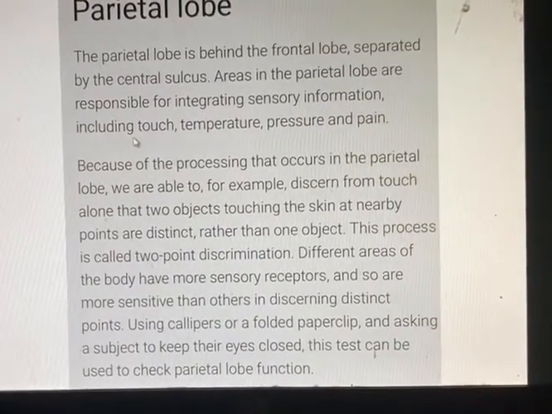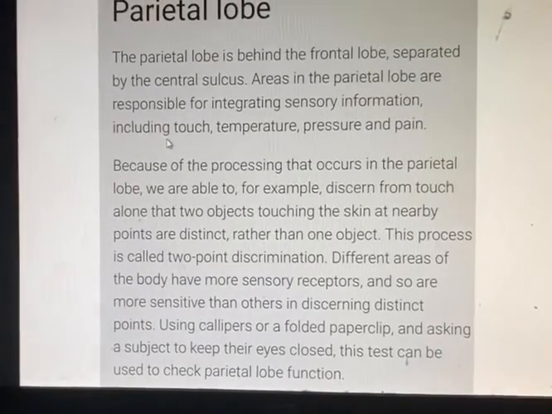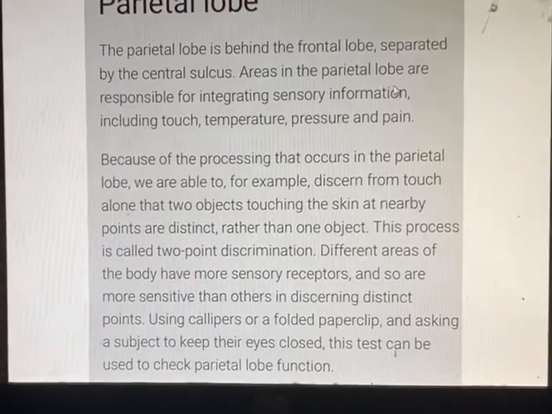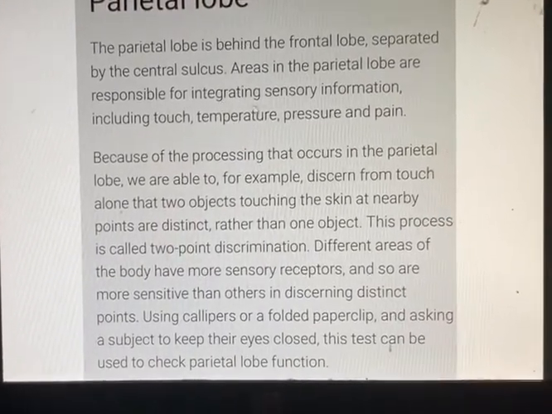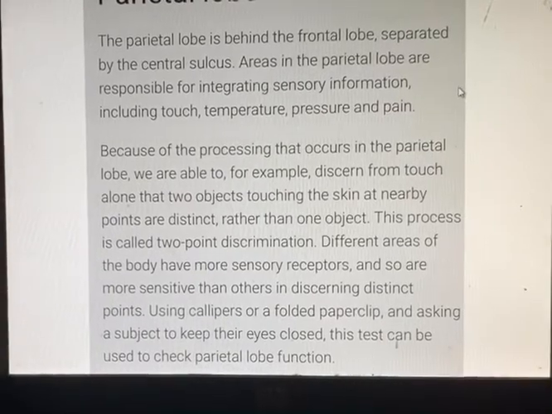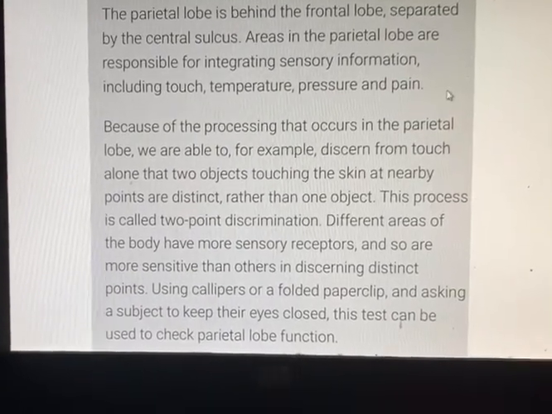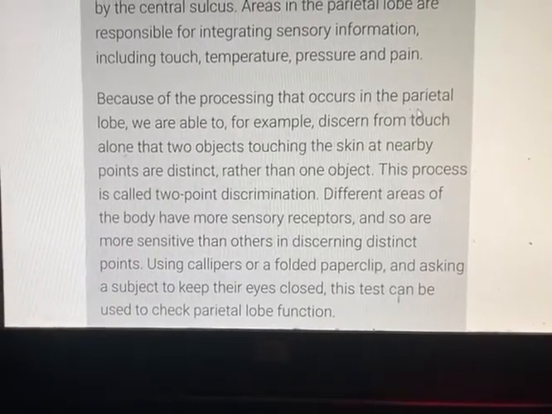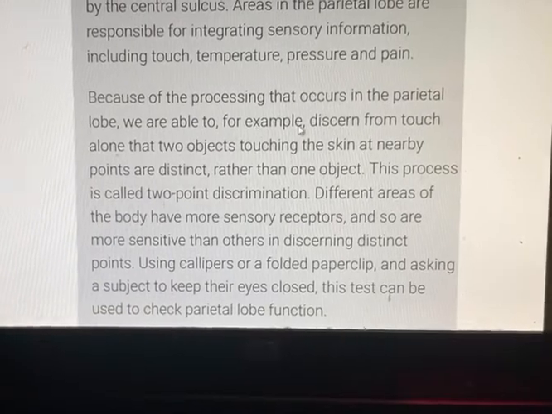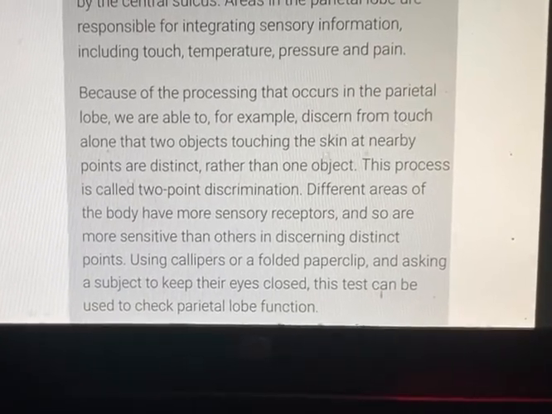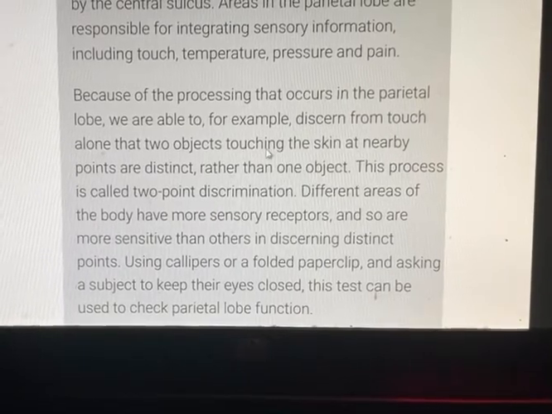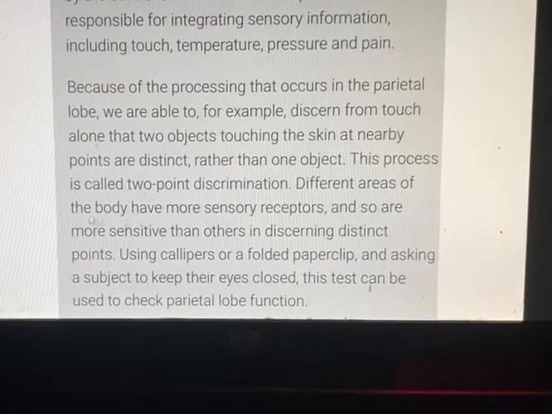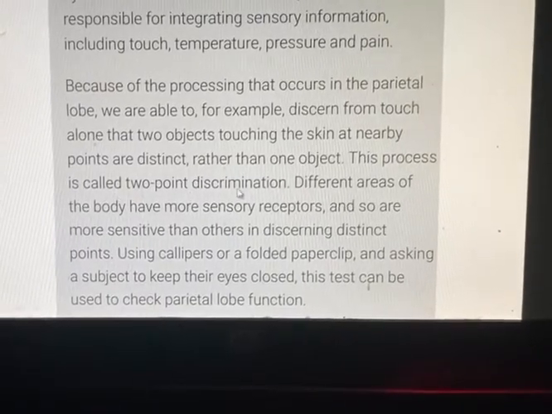Parietal lobe. The parietal lobe is found behind the frontal lobe, separated by the central sulcus. Areas in the parietal lobe are responsible for integrating sensory information, including touch, temperature, pressure, and pain. Because of the processing that occurs in the parietal lobe, we are able to, for example, discern from the touch alone that 2 objects touching the skin at nearby points are distinct rather than one object. The process is called 2-point discrimination.